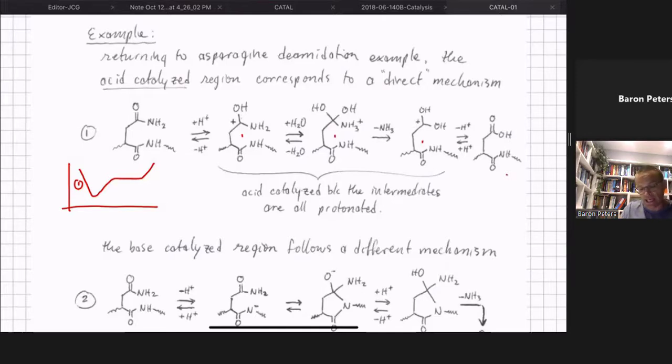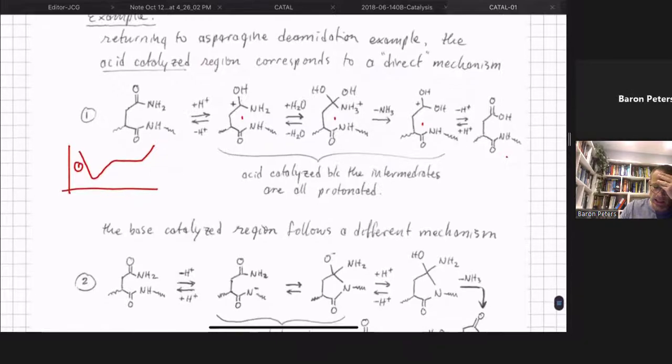That's why it's acid catalyzed, is because the more H plus you have, the easier it is to form these protonated intermediates. So this is your acid catalyzed pathway, number 1 right here. And the other section, the base catalyzed pathway, 2, proceeds through a series of deprotonated intermediates. So these two are both deprotonated, and the more OH minus you have, or the less H plus you have, the easier it is to deprotonate these things. And that's why this is base catalyzed.